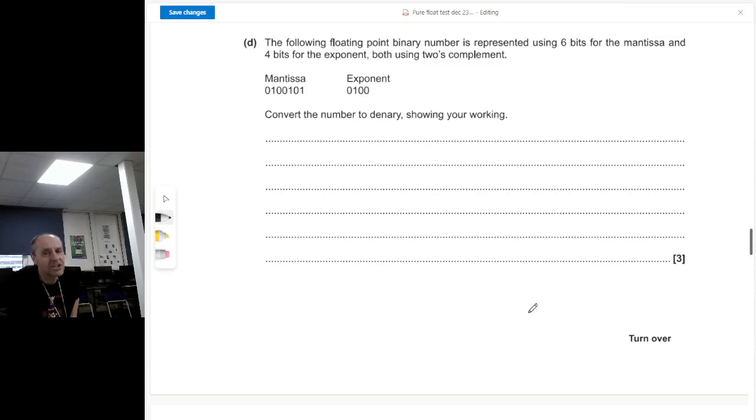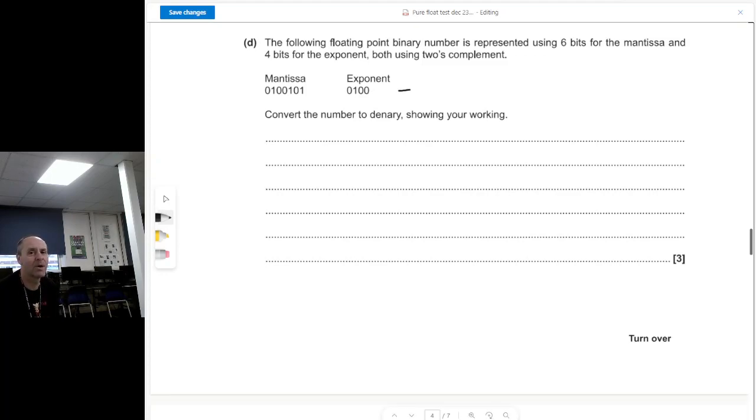Okay, so our starting point, whenever we've got to go from float to denary, is to start with the exponent, because we need to know. So the first thing I'm going to do is say the exponent. I'm going to look at this number, 2's complement. It's a positive number, so I can read it, and it is 4. So exponent is plus 4, which means this number is going to get bigger.